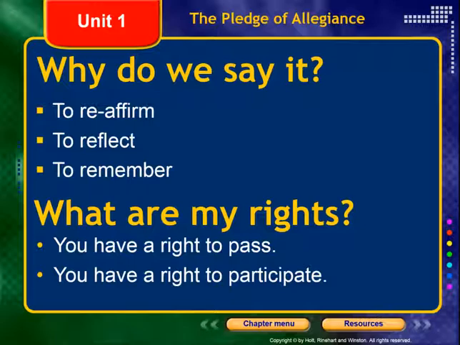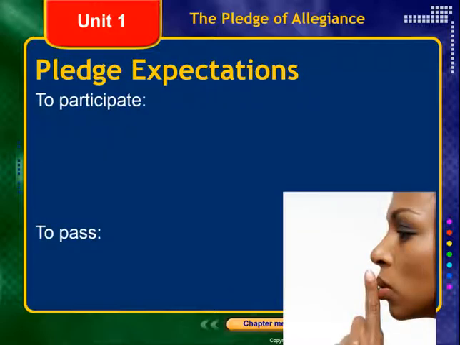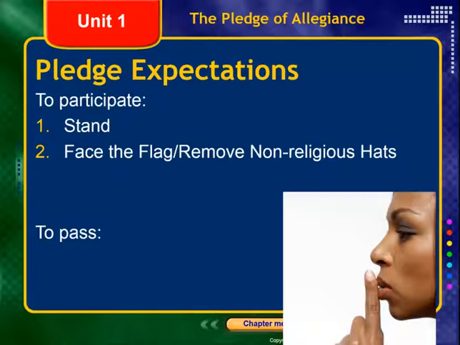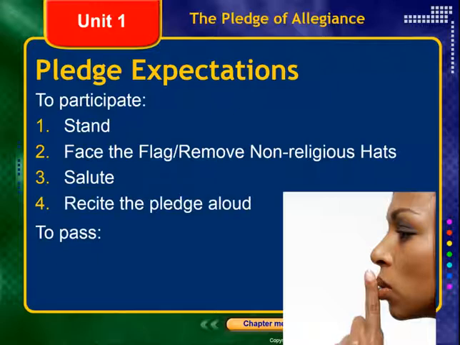But what are your rights? You have the right to pass, meaning you don't have to do the Pledge of Allegiance, but you also have the right to participate if you so choose. But there are specific expectations on how you are to participate and how you are to pass. First off, to participate, you stand. Second, you face the flag and remove any non-religious headdress. Thirdly, you salute, and then you recite the pledge out loud, which is typically what most students do.